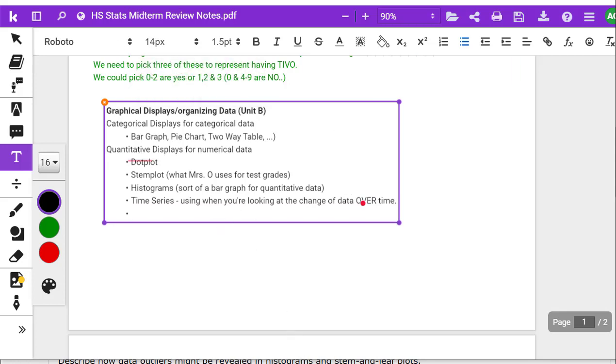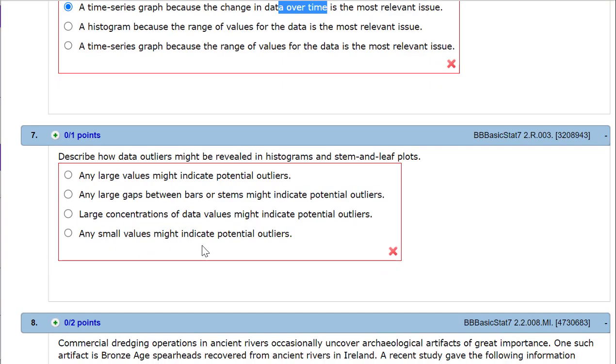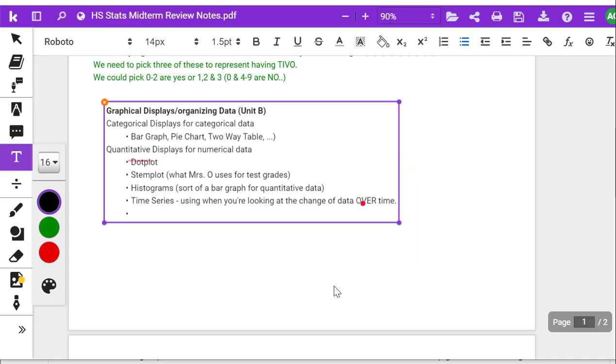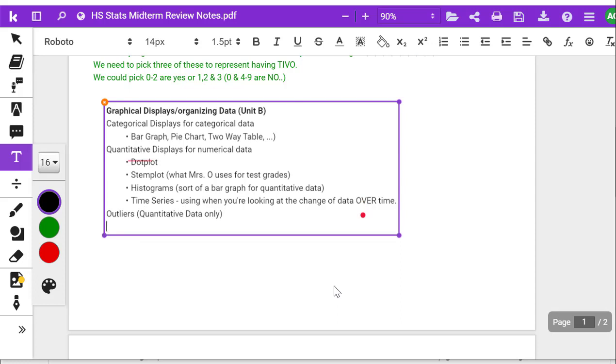Okay, so and I'll submit that in a sec. Let me do this one. Describe how data outliers might be revealed in histograms and stem and leaf plots. So another thing we need to know is what are outliers. So outliers, quantitative data only. All right. So they're unusually high or low values.